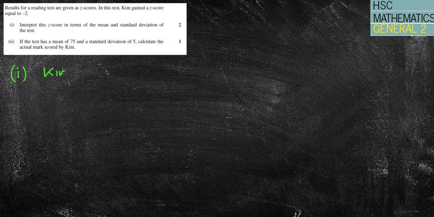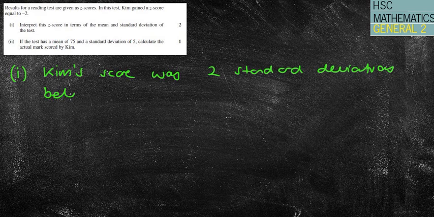Okay, this means that Kim's score was 2 standard deviations below the mean. Beautiful.